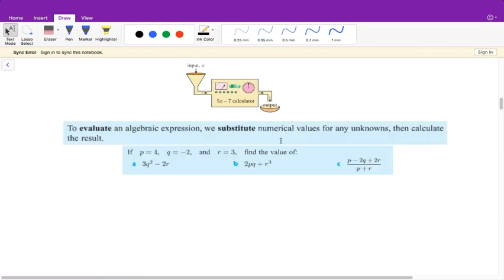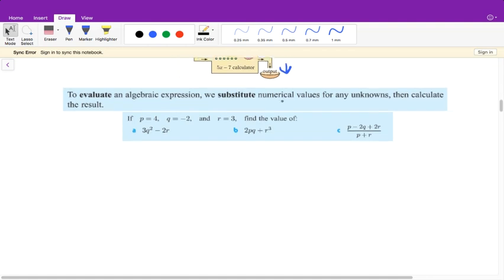All right, so when we are trying to evaluate an algebraic expression, we will substitute numerical values for any of our variables or our unknowns and then calculate. So this little machine is showing you what we're doing. We're inputting our values of x, and then in here we're doing all of the calculations, performing all the operations, and then it provides us an output, which is the value of our expression for that given unknown. All right, so we're going to go ahead and solve a couple of these.